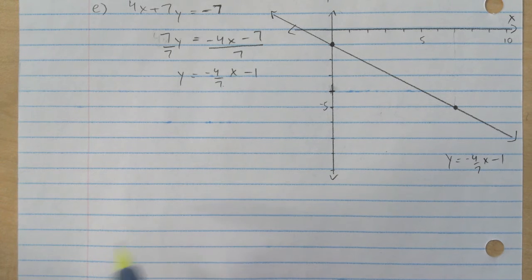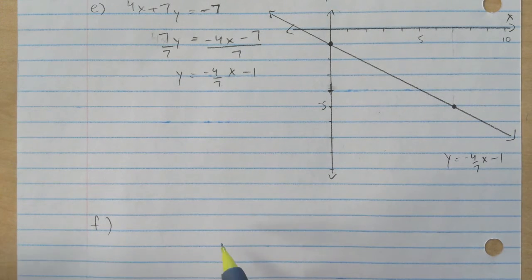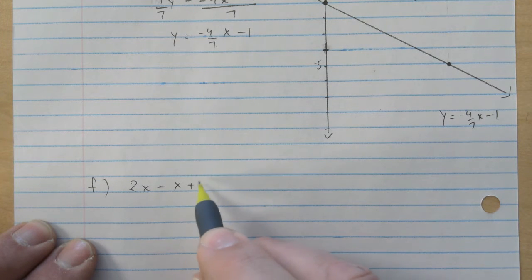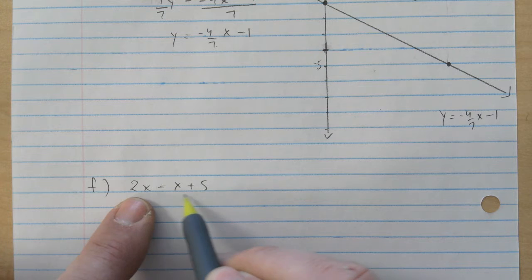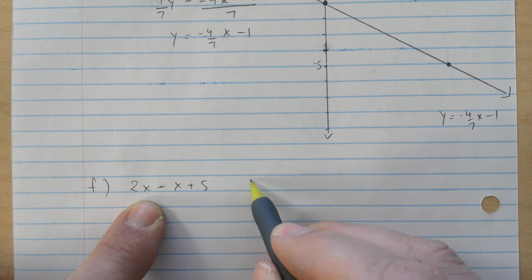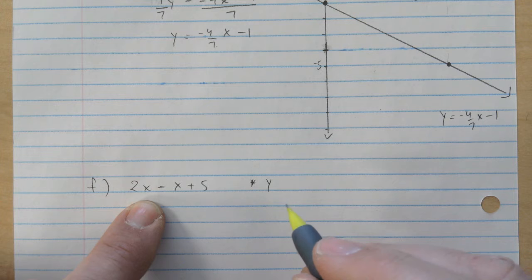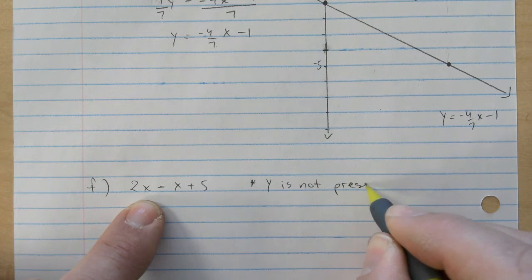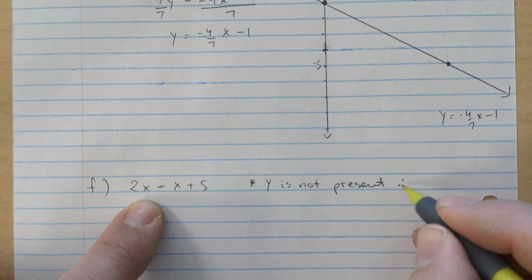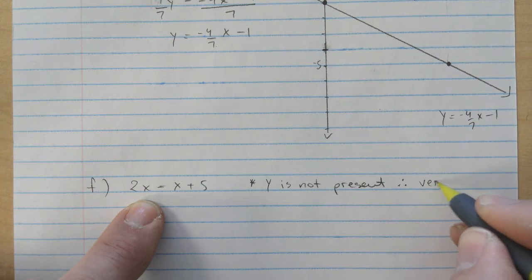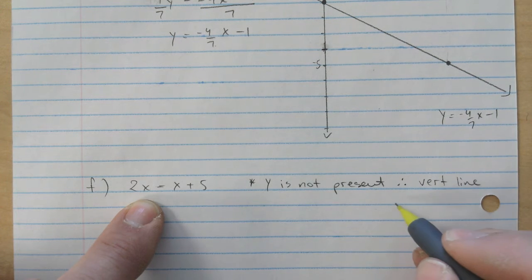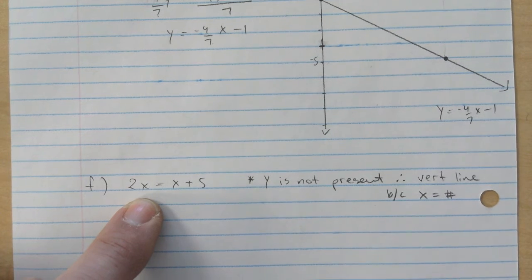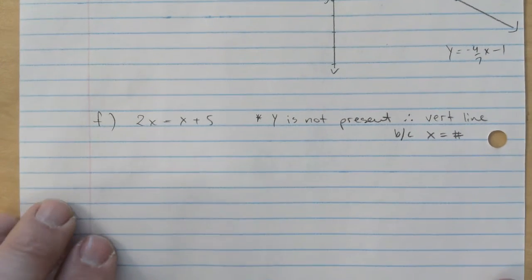F and G, I might do those on the same grid. So F is 2x is equal to x plus 5. There are no y's there, okay? Y is not present, okay? Therefore, this is going to be a vertical line because you have x is equal to a number, right? Like you're ultimately going to have x is equal to a number.